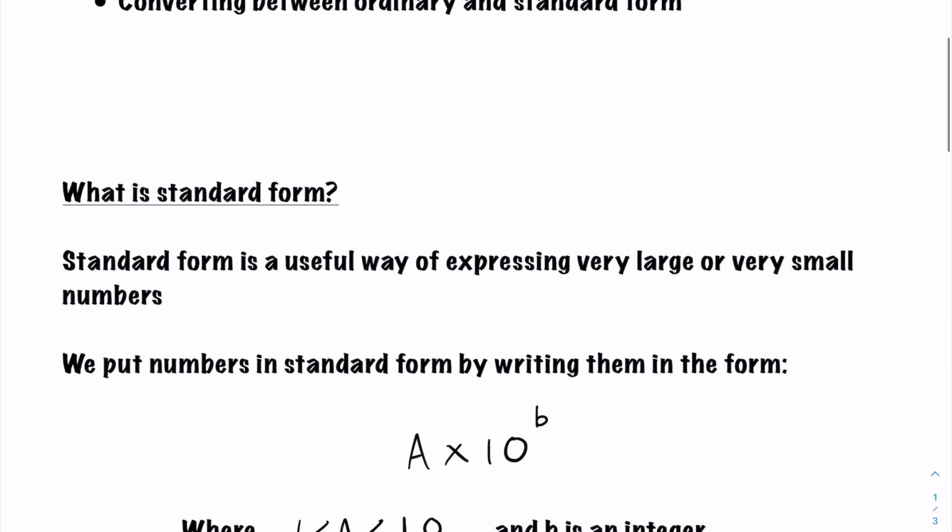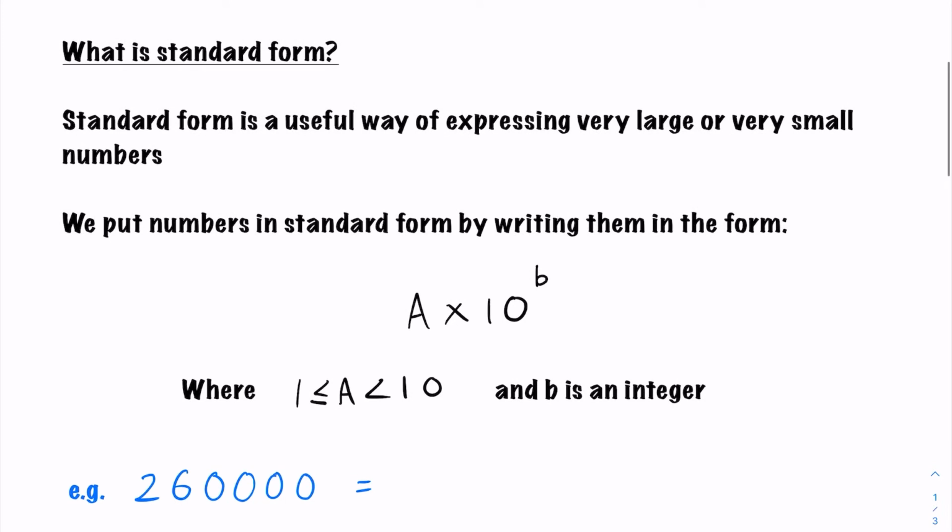So beginning with what is standard form. Standard form is basically a useful way of expressing very large or very small numbers. We put numbers in standard form by writing them in the form a times 10 to the b, and a and b are just general letters here to represent particular numbers, where a is between 1 and 10 and b is an integer, which is a bit strange. You probably haven't seen anything like this before unless you've done standard form before.